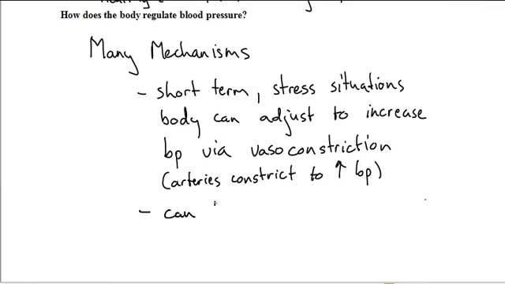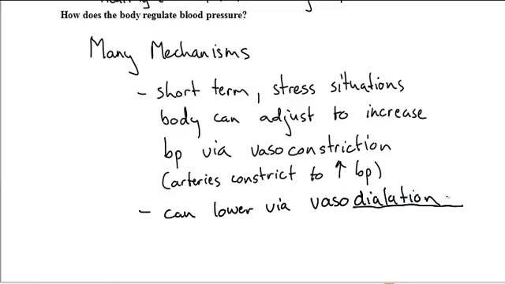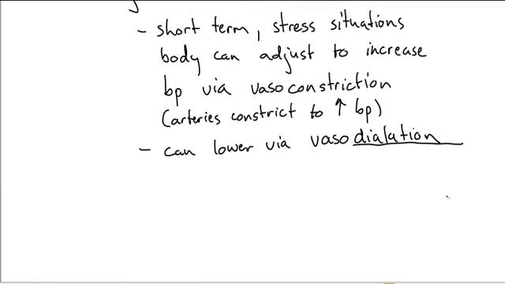Can lower via, again with the arteries, what's the opposite of constrict? Your pupils do these to let more light in. You said dilate, vasodilation. You are correct. Okay. That's sort of a short-term, immediate response to changes or stresses in your situation.